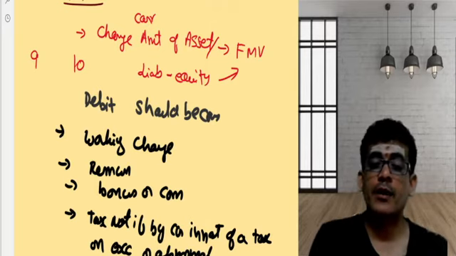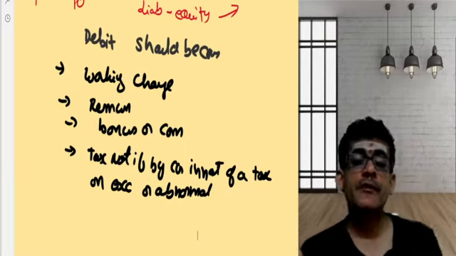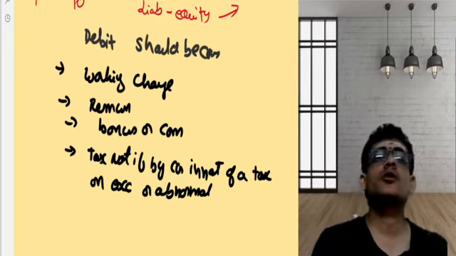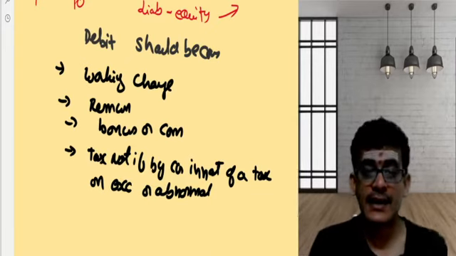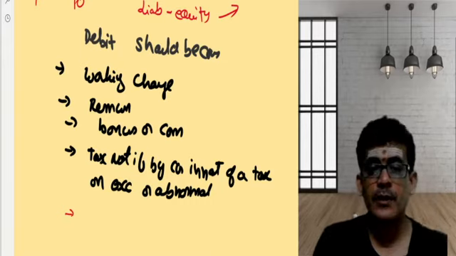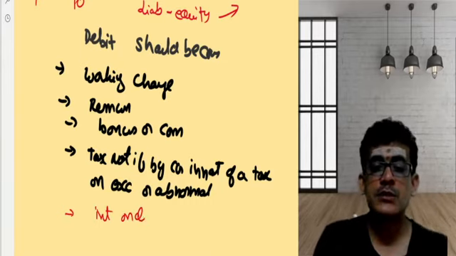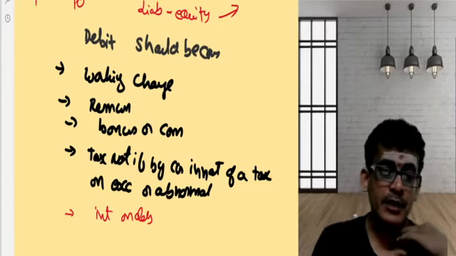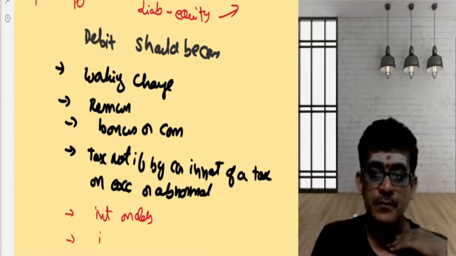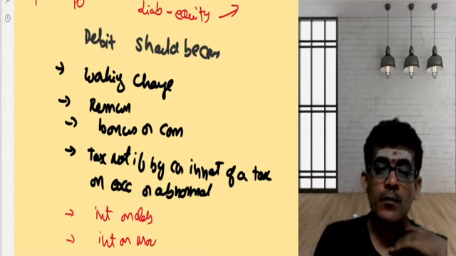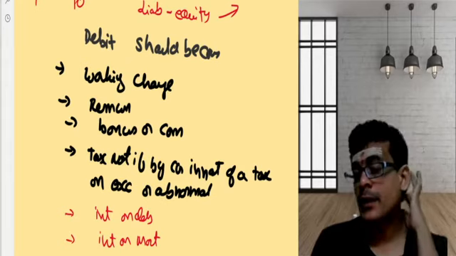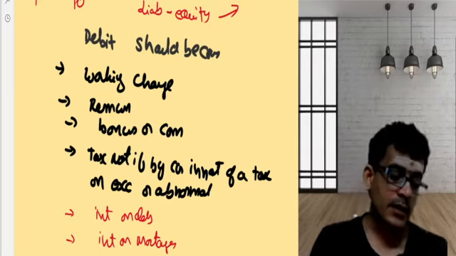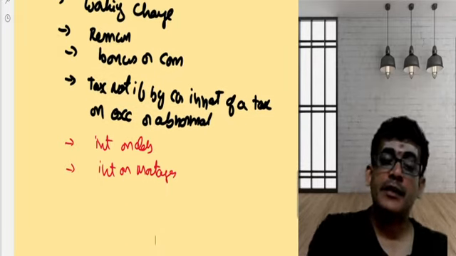Whatever abnormal profits you are getting, on those abnormal profits, if you are having any sort of tax which is notified by the central government, that you can consider, not the entire tax. So that can be allowed as deduction. You are paying some sort of interest on debentures, that interest on debentures can be allowed as deduction. Interest on mortgages: there is some sort of mortgage executed by the company, and on the mortgage you are paying some sort of interest, that interest on mortgage can be deducted.